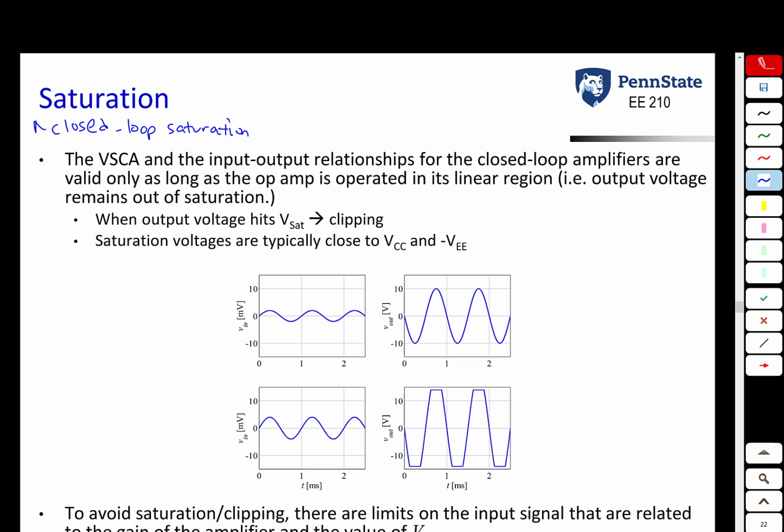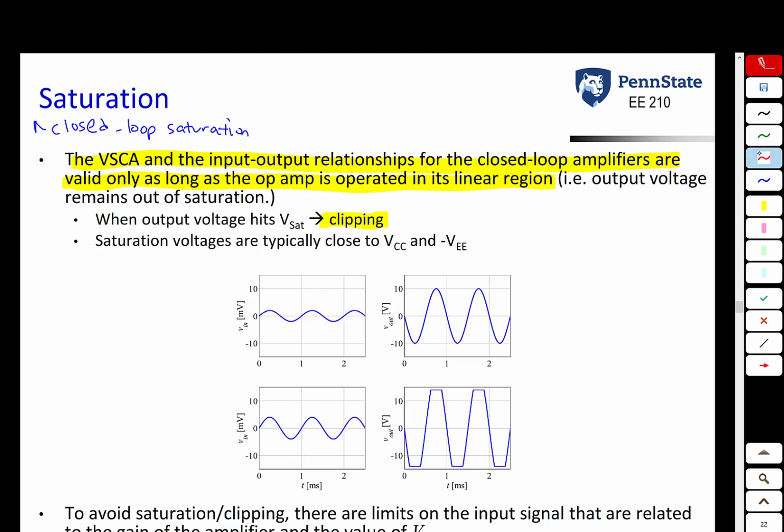Where saturation is important in a closed loop configuration is remembering that the virtual short circuit approximation and the input-output relationships for a closed loop amplifier are valid only as long as the op-amp is operating in its linear region. In other words, once it hits saturation, you can no longer use the virtual short circuit approximation, as we're going to see in an example soon. So what happens when we hit saturation? We call that clipping.